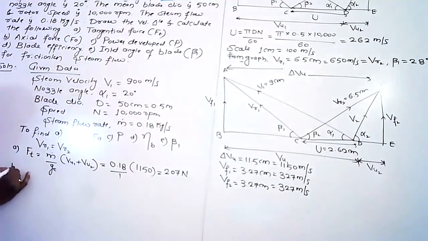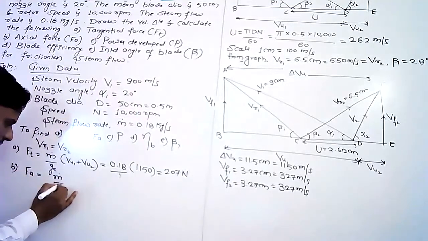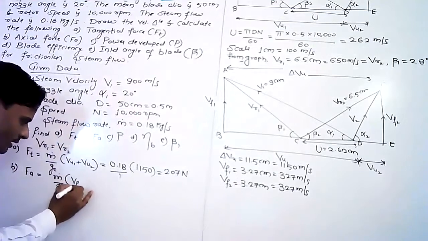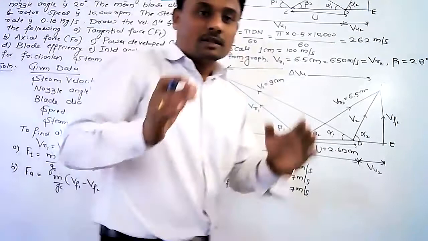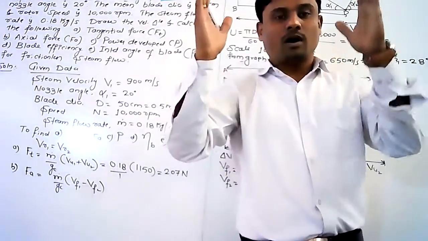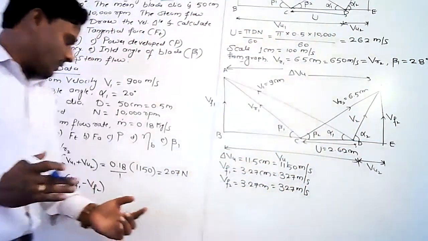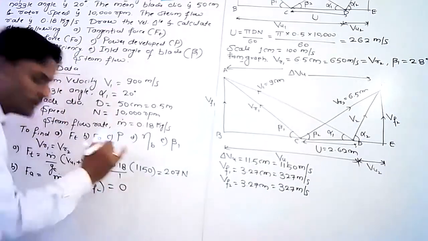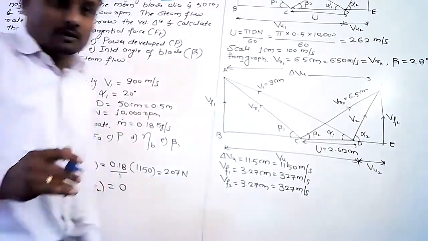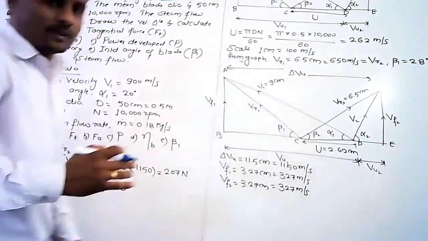Answer for first bit. Similarly, the second bit is Fa, the axial force. It is given by m dot by Gc into Vf1 minus Vf2. Why do we take the minus sign here? Because the direction of Vf1 and Vf2 are both upward, they are the same. So that's why we take the minus sign in the formula. And of course, Vf1 equals Vf2. So ultimately, the axial force value is equal to 0. Now let's proceed to the third bit.